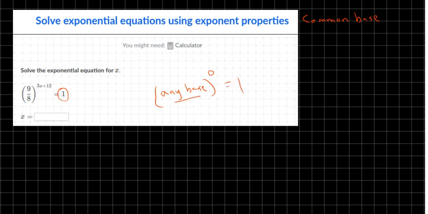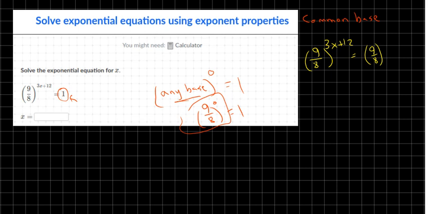And this is not real math, right? But any base to the 0 power is equal to 1. So I can say that 9/8 to the 0 power is equal to 1. And now anywhere I see 1 over here, I can write 9/8 to the 0. So I'm going to do that. I'm going to start there. 9/8 to the 3x plus 12 is equal to 9/8 to the 0.